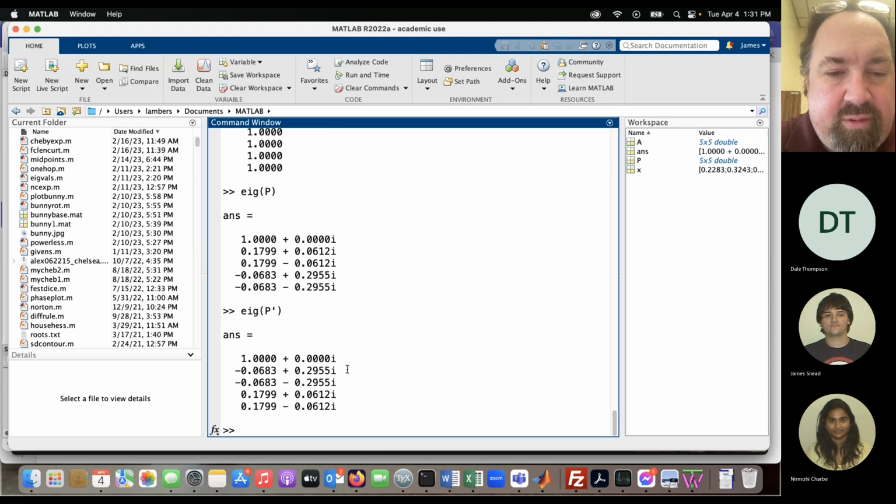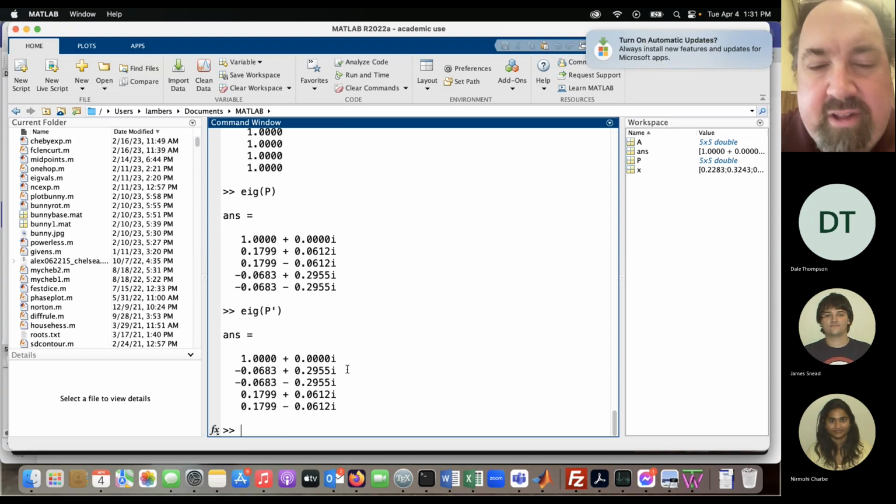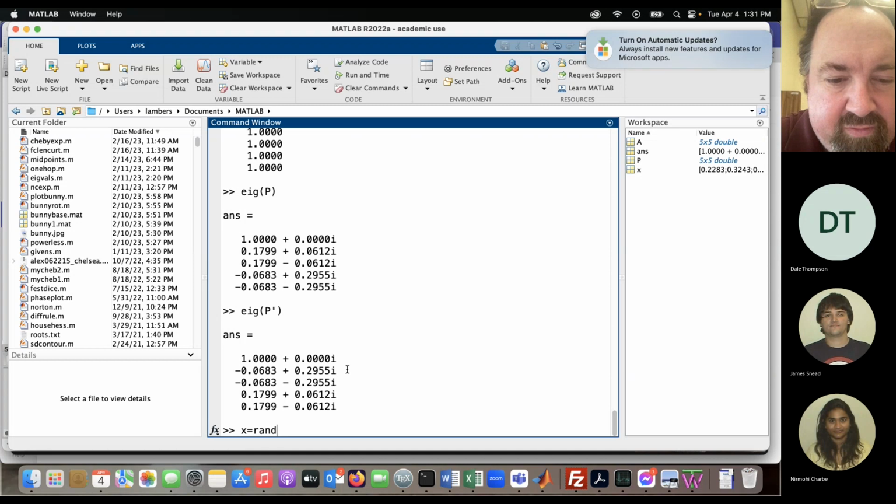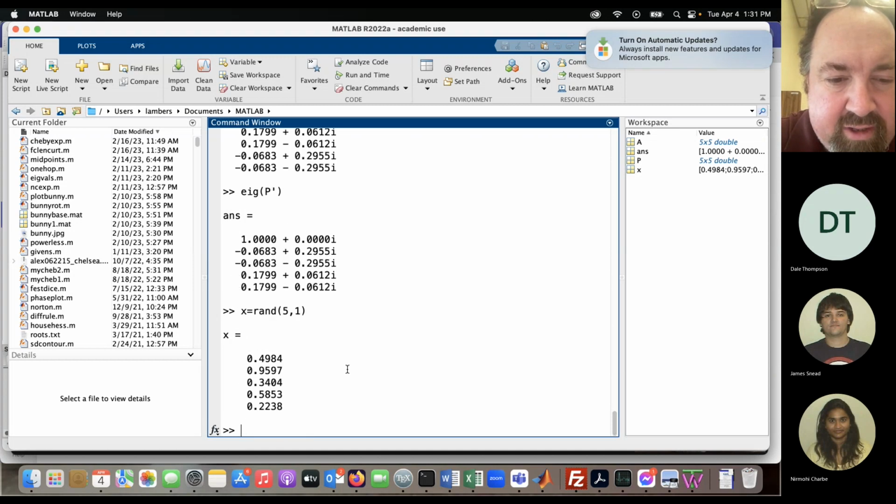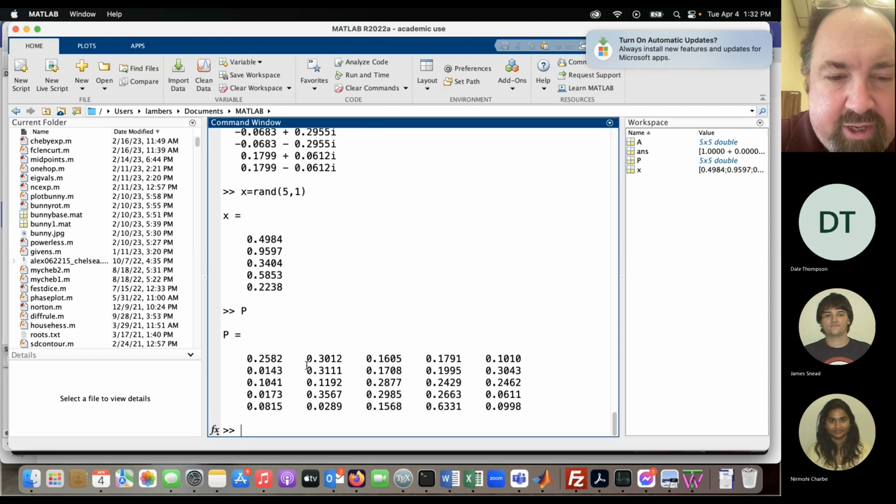Okay, but it's a transpose that I'm interested in. So I'm going to make a random vector again. Actually, I'm not going to do that. I can do something a little different. So we bring back a matrix P.